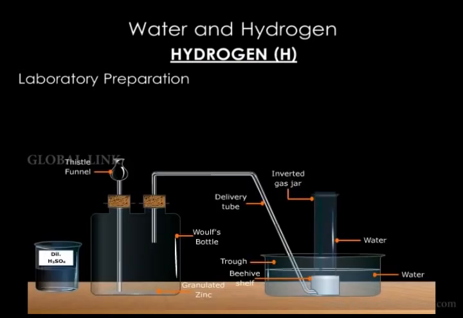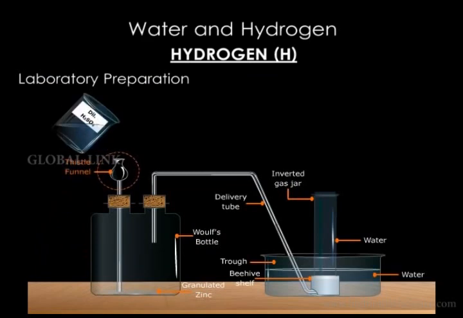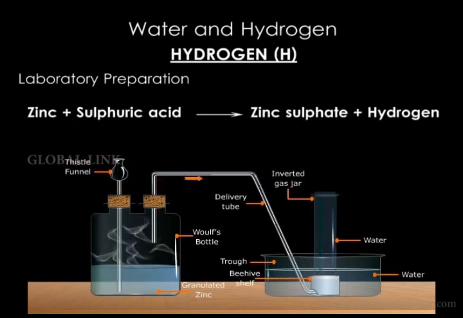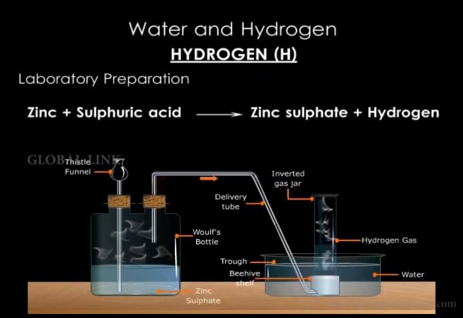Hydrogen gas is prepared in the laboratory by reaction of zinc granules and dilute hydrochloric acid or sulfuric acid. The apparatus setup is as shown here. The zinc granules are taken into a Woulff's bottle. Dilute sulfuric acid is added to the granules through the thistle funnel. A reaction takes place and hydrogen gas is liberated. The gas is collected in the jar by downward displacement of water.